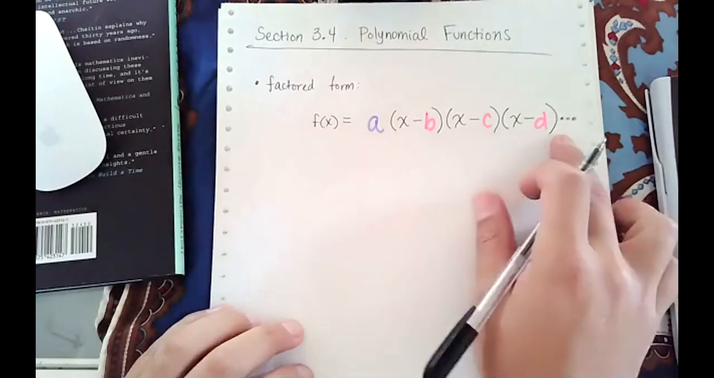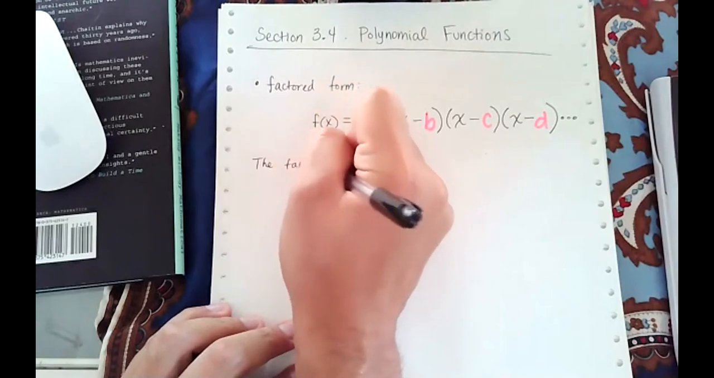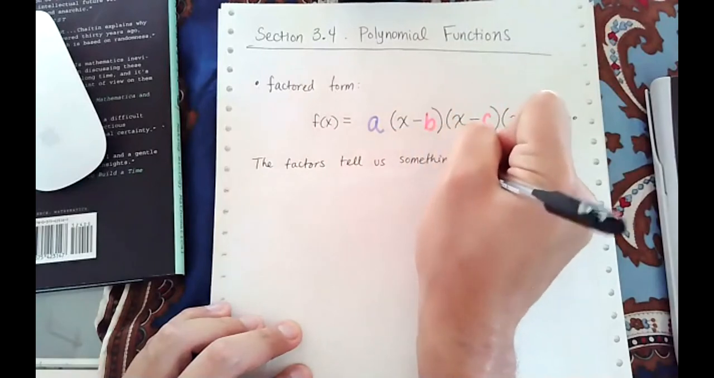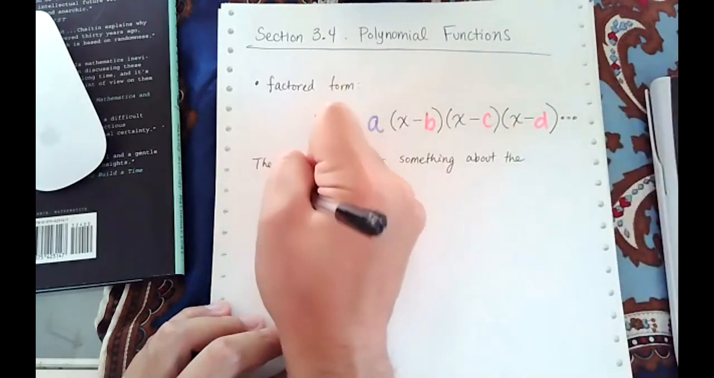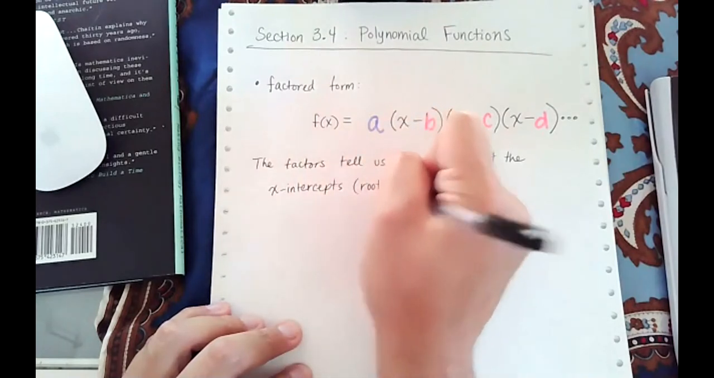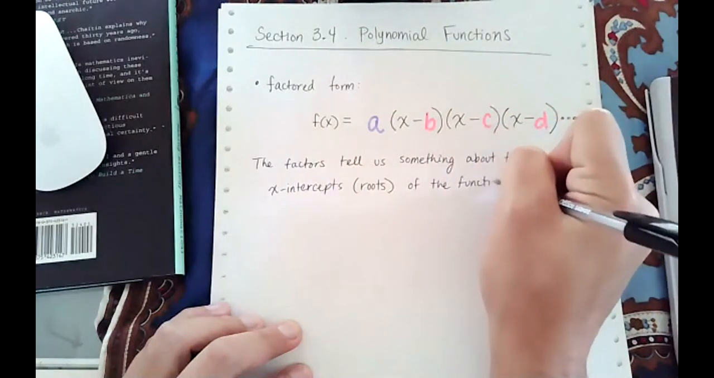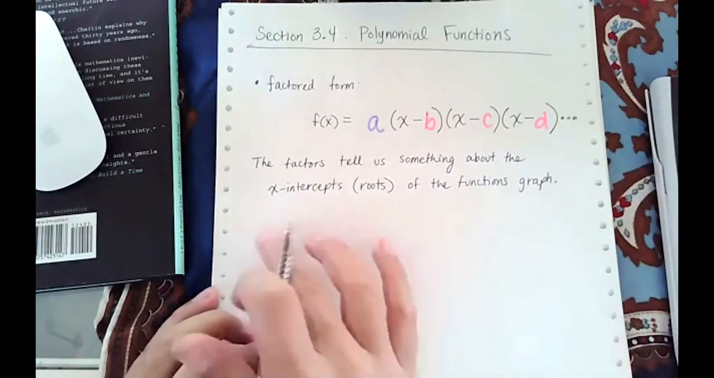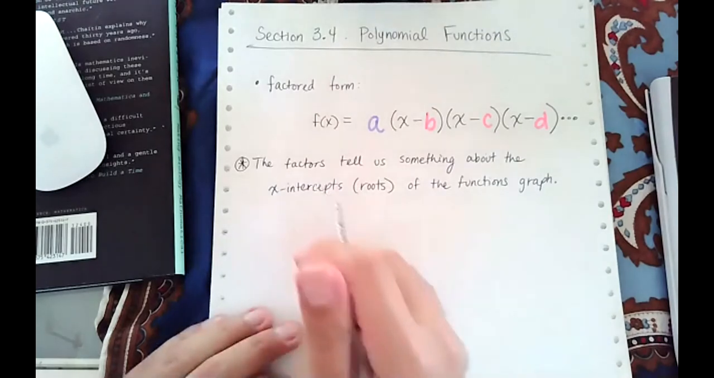Something about the factors that's really interesting is that the factors tell us something about the x-intercepts, or the roots, of the function's graph. And we'll talk more about this fact, but that's going to be a super helpful fact as we start working some more problems with polynomial functions.